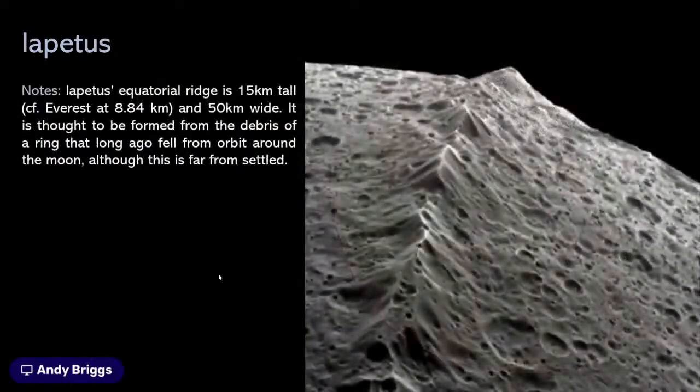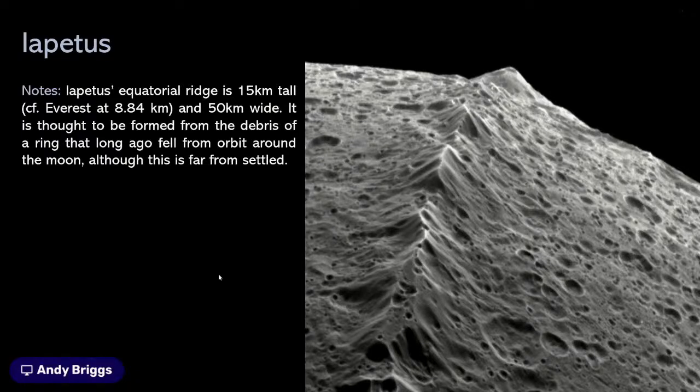So that's Iapetus, but the ridge around the equator on Iapetus is amazing. It's 15 kilometers tall, and if you compare that with Everest's 9 kilometers, so it's getting on for twice the height of Everest, that ridge you see before you. It's thought to be formed from the debris of a ring that Iapetus once had that actually collapsed onto the planet, forming this ridge around the equator. Although I don't think that's settled yet, but I think that's the leading theory, that it's the remains of a ring that collapsed onto the surface, onto the equator of Iapetus.